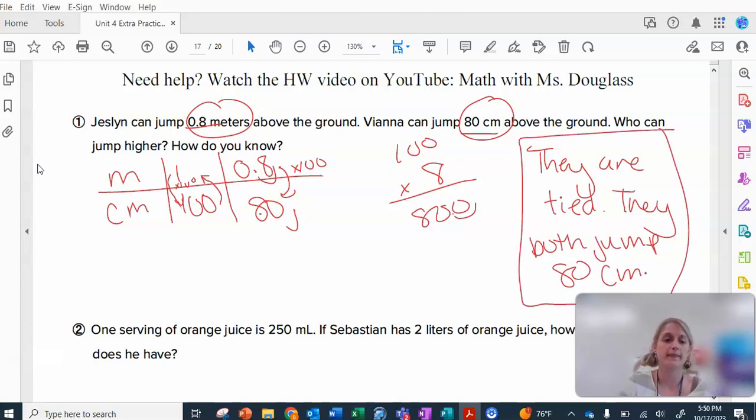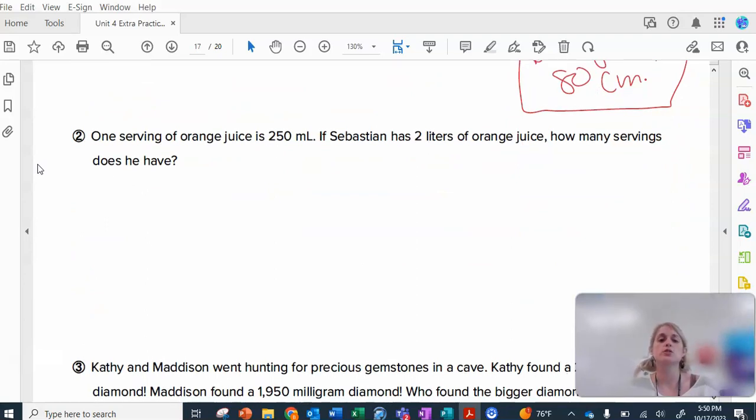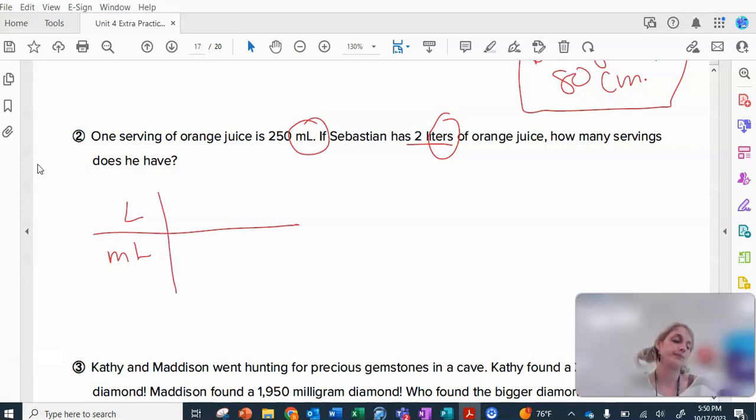Next problem. 1 serving of orange juice is 250 milliliters. If Sebastian has 2 liters of orange juice, how many servings does he have? So my two units are liters and milliliters. Liters is a capital L. Milli is the small, lowercase m, because milliliters are small amounts, and liters is a capital.